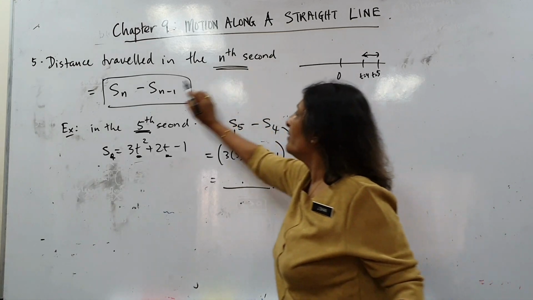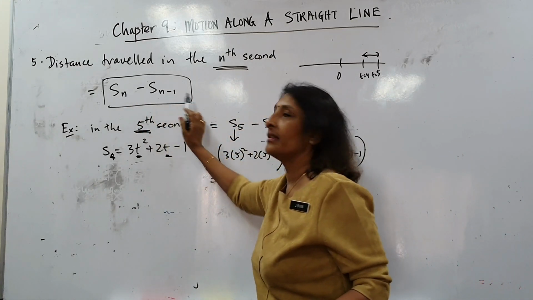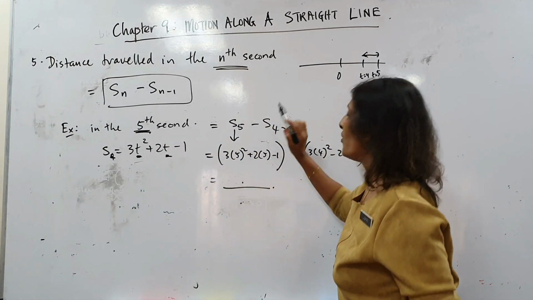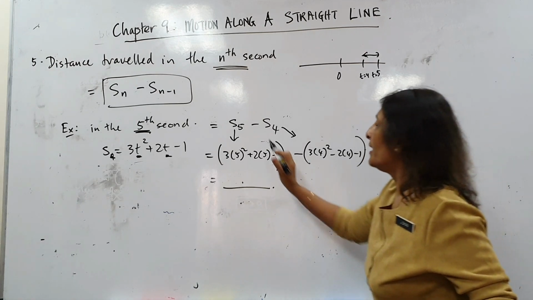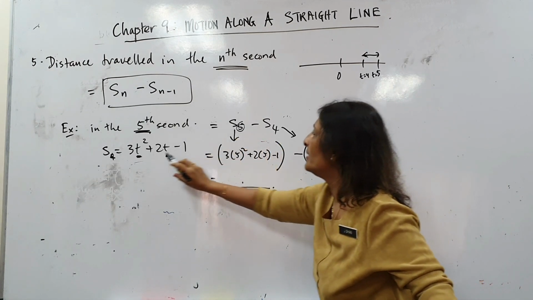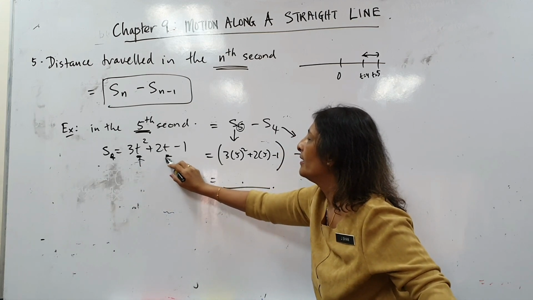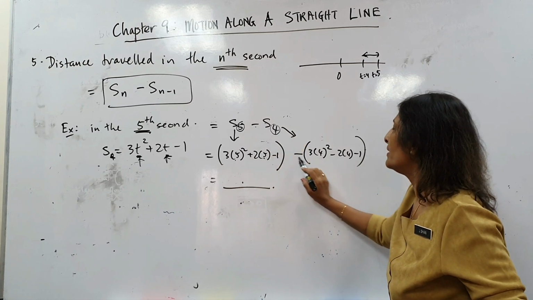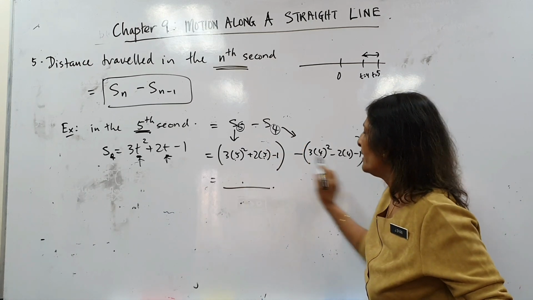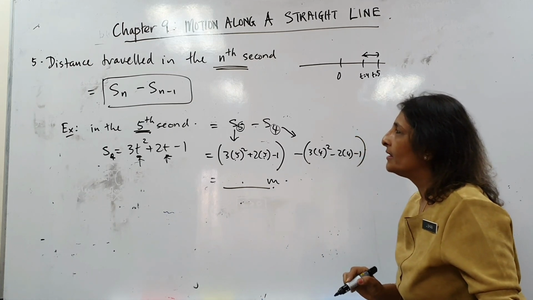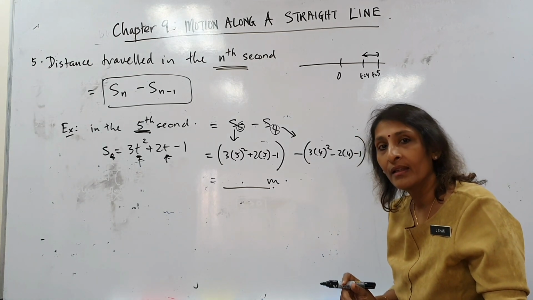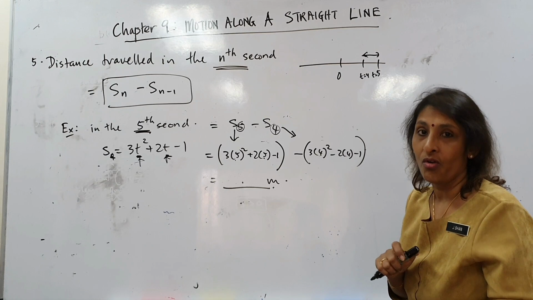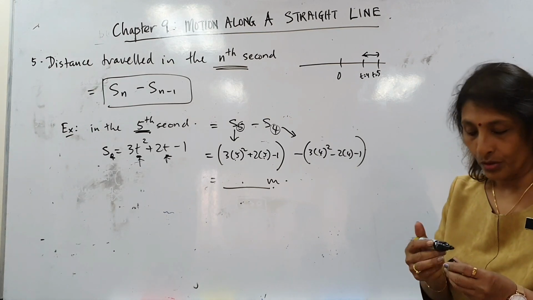Alright, so for that we will do Sn minus Sn minus 1. Example, 5 seconds, S5 minus S4. Okay, so you will put now S5, you just have to substitute all the t's here with 5. Okay, so you got this. And minus S4, you substitute all the t's with 4. When you calculate this, you will get your answer. This is the distance traveled in the nth second. It's not from the start. Okay, it's different from number 4. Okay, so that's about it for notes.